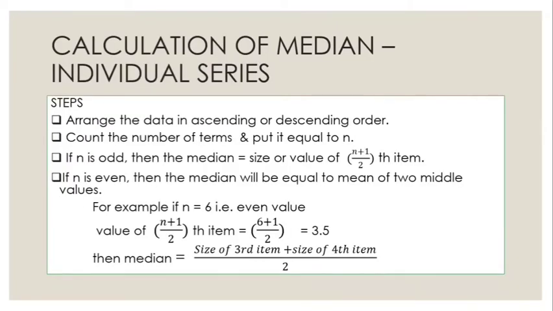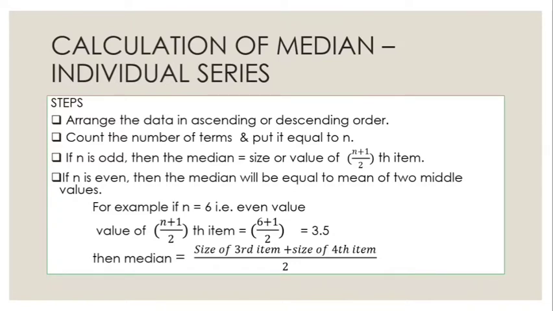Now the calculation of median in case of individual series. We have to follow these steps to calculate the median. First step is, in each and every series, we have to arrange the data in ascending or descending order. Then we have to count the number of terms and put it equal to small n. Now two cases arise after this: if n is even or if n is odd.